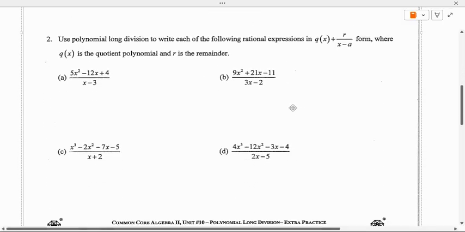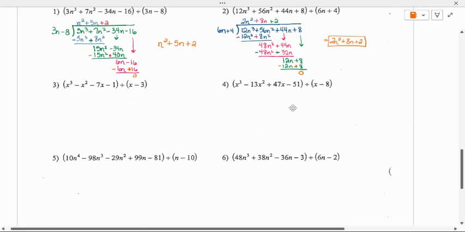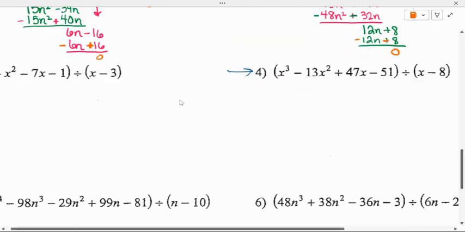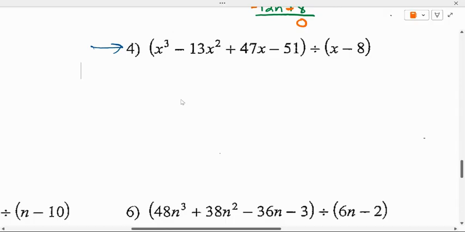You guys had to do all of page 7. We did 1 and 2 of page 8 together. Let's do 4. You guys did this as homework. Let's try doing 4 using the synthetic division. I don't want to do 6 because I'm not dividing by a binomial that has a leading coefficient of 1. So 4 is a good one to do. So let's do number 4.